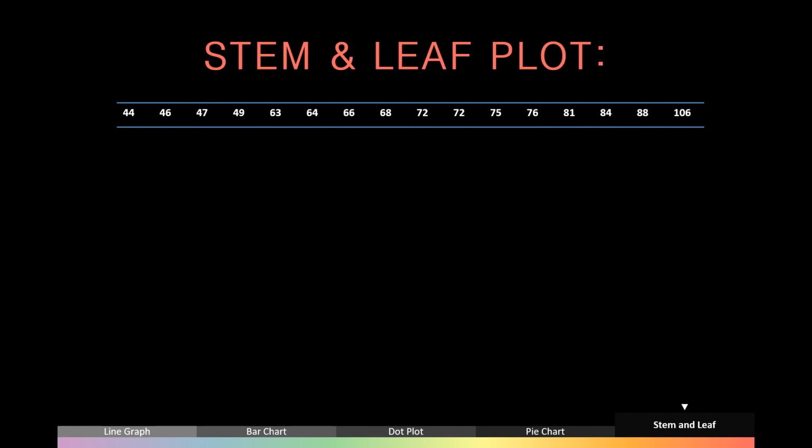Okay, so let's go ahead and follow those steps. Now, step 1 is done for us. Our data is in ascending order. Step 2, we're going to represent our stems as the tens and our leaves as the units. Step 3, our vertical line.